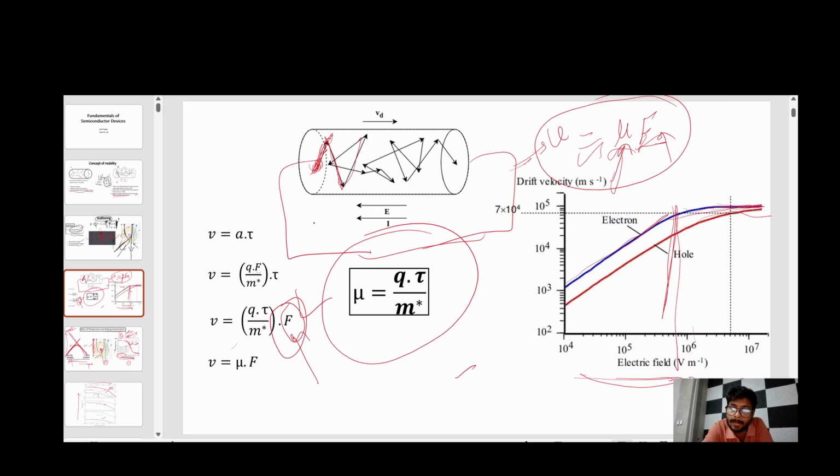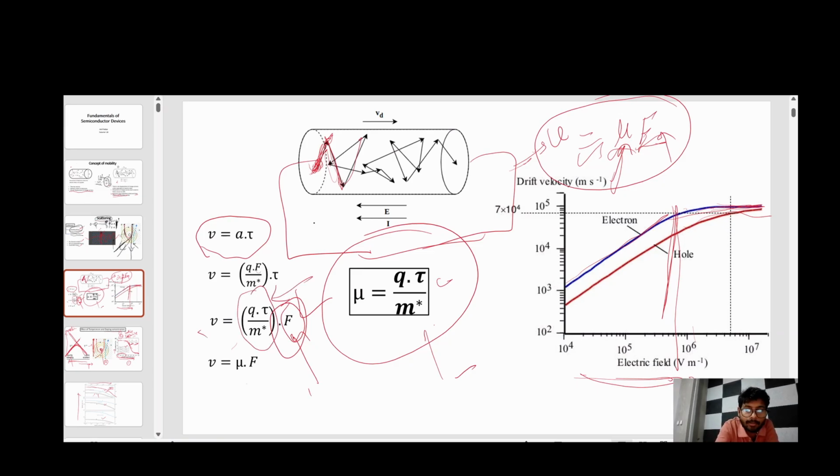And sir, here the proof is V equal to A tau. Tau is a time constant, the average time between two collisions. Sir, how can A be written as Q by m star? A is Q E by m star, so V is Q tau by m star times E. This is the relation that came.